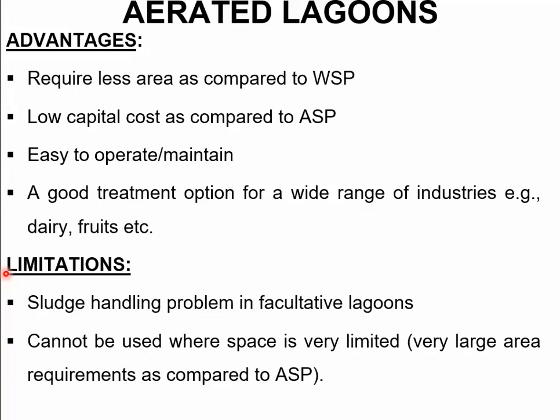However, there are certain limitations or disadvantages as well. The first is that in facultative lagoons, sludge handling is an issue because if you want to remove the sludge from facultative pond, you have to shut down the plant first. And it cannot be used where space is very limited, as we have discussed many times that very large area is required as compared to activated sludge process. So its application in urban settlements is very limited or difficult.